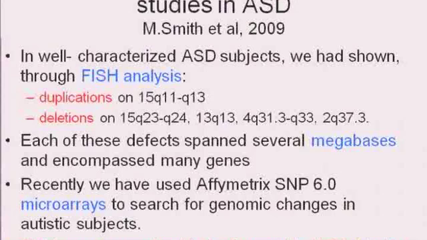It's not found in controls. It was found first in patients with autism. It's now recognized that the same kinds of copy number variants are increased in bipolar disease as well as in schizophrenia. And we still don't understand the exact mechanism that underlies these copy number variants. But I want to show you what they look like.